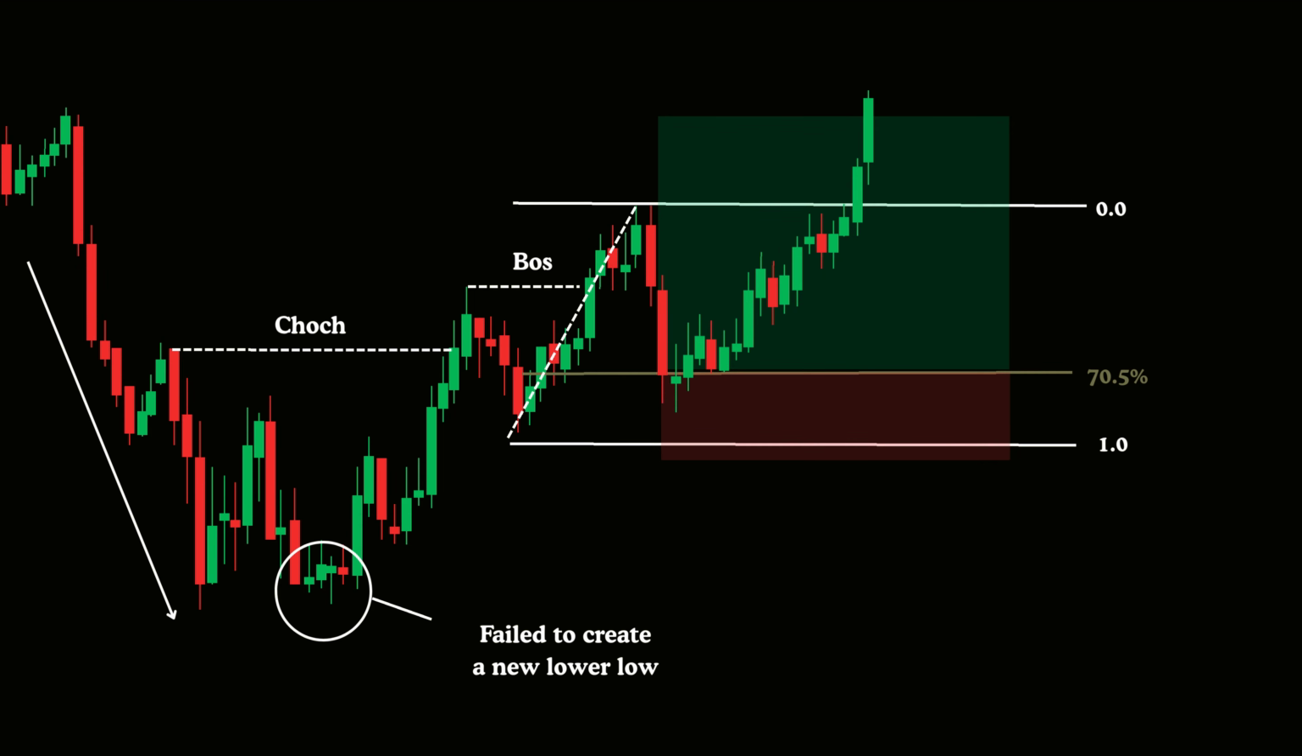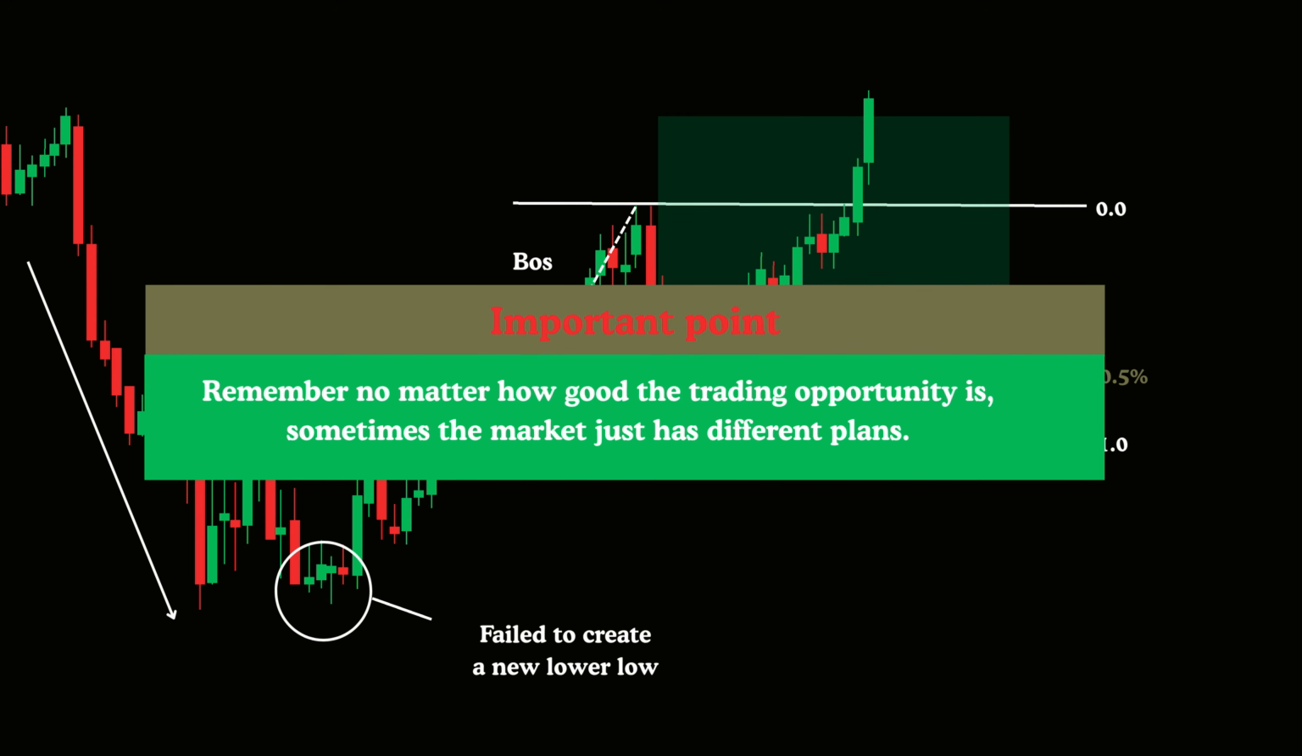But remember this: no matter how perfect a setup may appear, the market is never guaranteed to follow through. Risking more than usual just because you're confident in a trade is a common mistake. Forex trading is a game of probabilities, not certainties. If you lose 50% of your capital, you'll need a 100% gain just to break even. That's why capital preservation always comes before profit chasing.